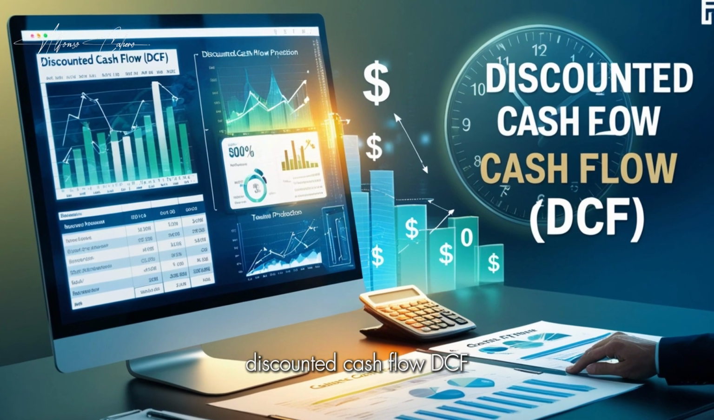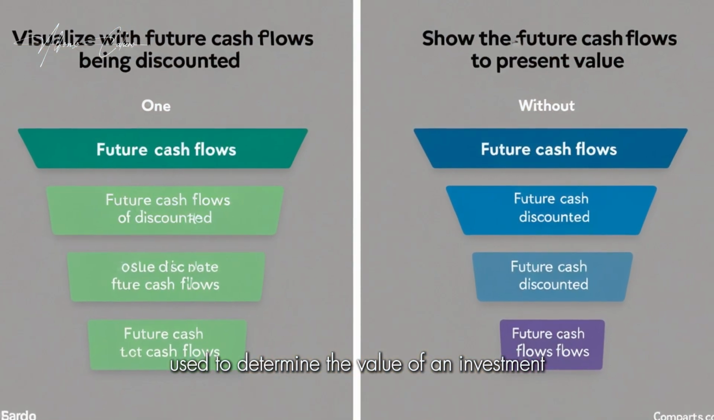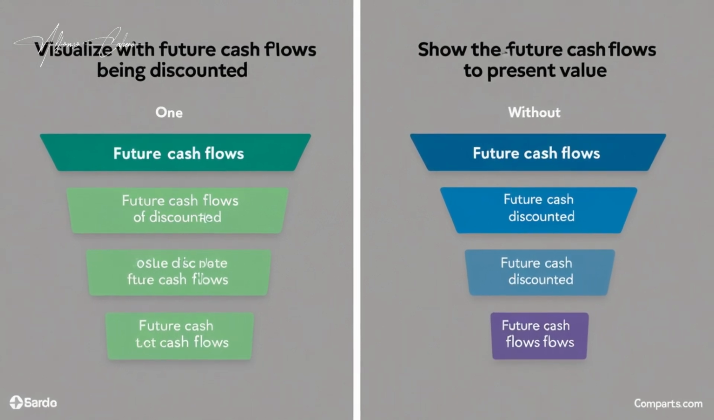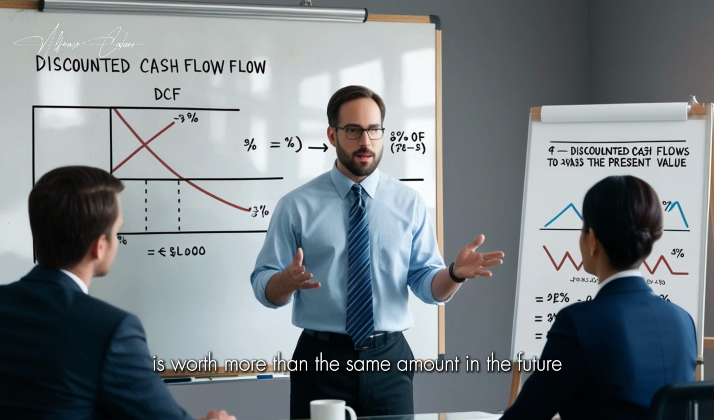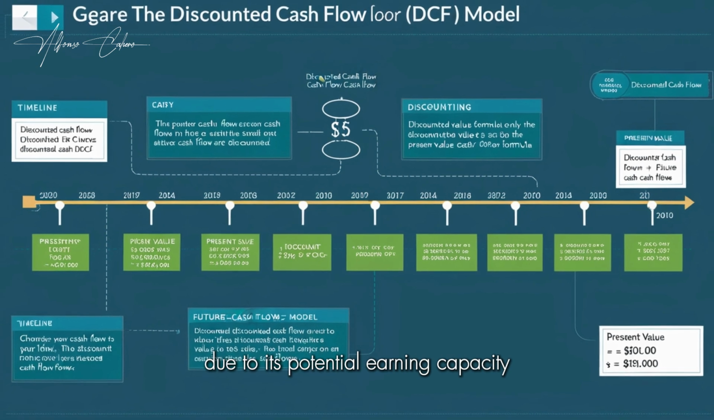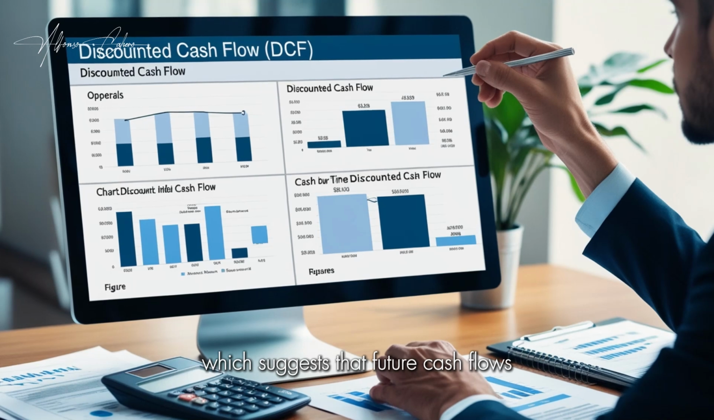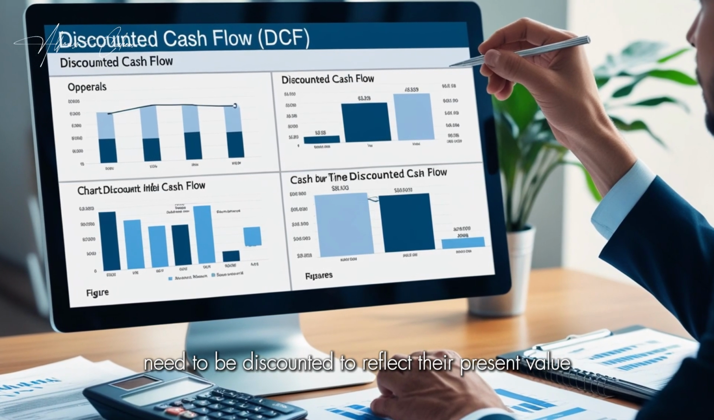Discounted cash flow, DCF, is a powerful financial model used to determine the value of an investment based on its anticipated future cash flows. The core principle behind DCF is that money today is worth more than the same amount in the future due to its potential earning capacity. This concept is encapsulated in the time value of money, which suggests that future cash flows need to be discounted to reflect their present value.